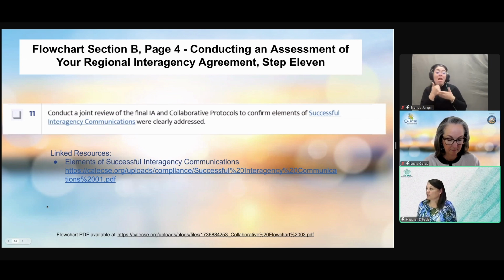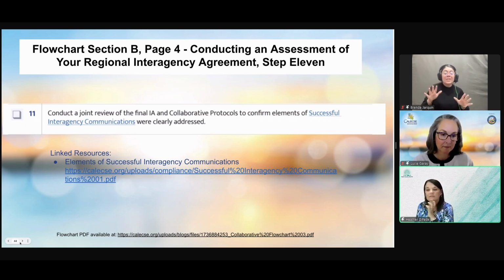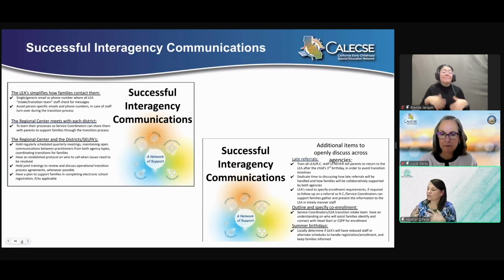On our flow chart, step 11 of conducting the assessment of the interagency agreement is having that final review and making sure that all of that interagency communication and collaboration is addressed in the process so that you have all of those things in place, because it's just a pain. If you go through all this work, get your interagency agreement finalized, and then you're like, oops, I think we missed something. So save yourself up front by doing some of these things.